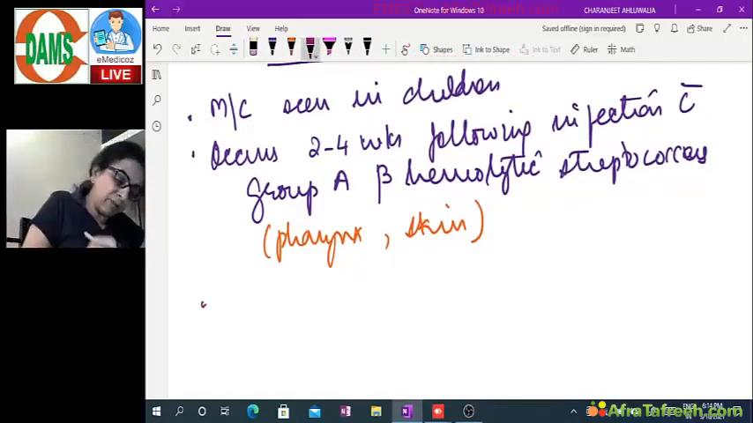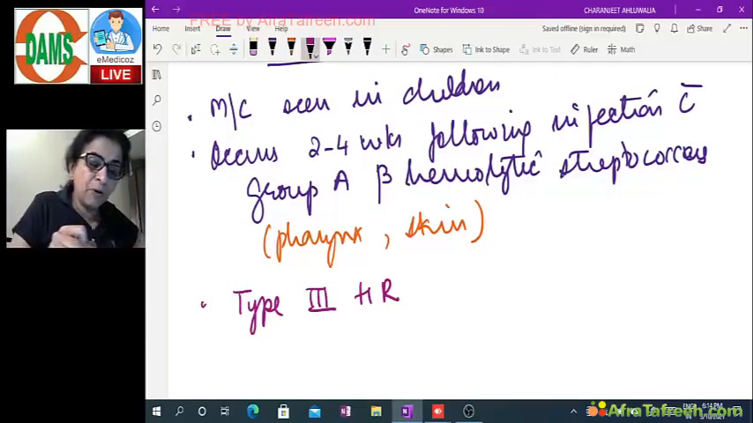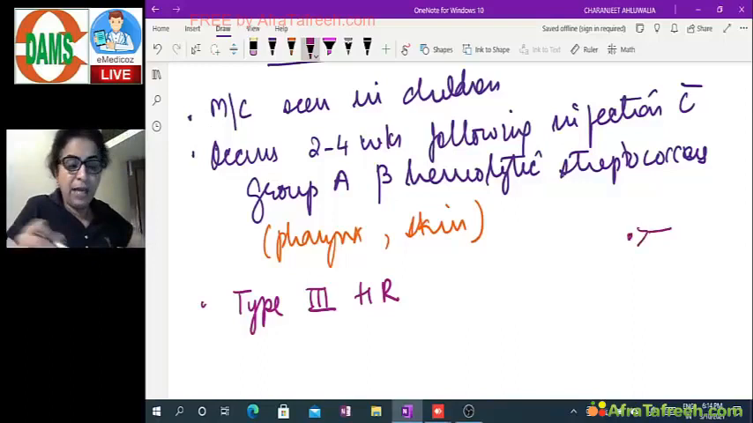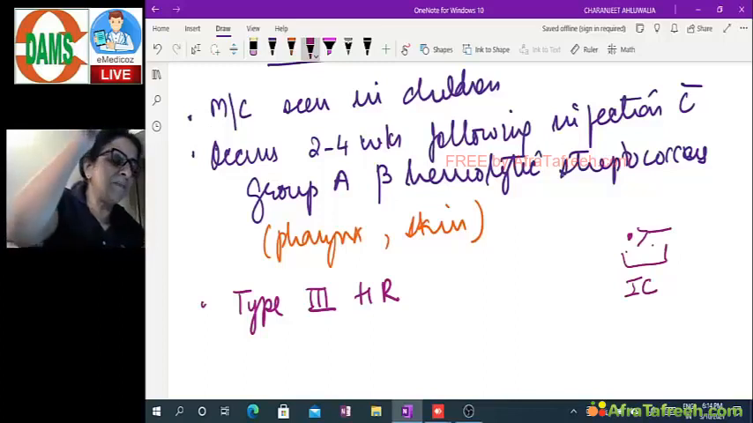And it is a type 3 hypersensitivity reaction. You know, in type 3 hypersensitivity reaction, what was it? It's an immune complex disease. So in response to this group A beta hemolytic streptococcus, antibodies are produced. Antigen and antibody combine together to form an immune complex, and now this immune complex goes and deposits in the glomeruli and damages the glomeruli.